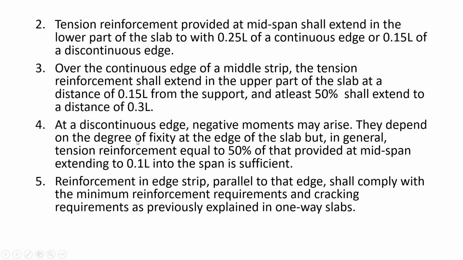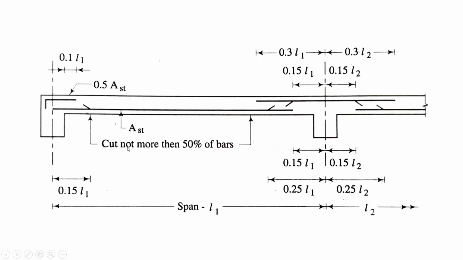The fourth rule says that at the discontinuous edge, negative bending moments may arise. They depend on the degree of fixity at the edge of the slab, but in general, the tension reinforcement equal to 50% of that provided at the midspan shall extend to a distance of 0.1 L into the span. So we know that at the discontinuous end there is no negative bending moment, but there are chances of developing negative bending moment. To take care of that, we should provide 50% of the reinforcement of what we have provided in the midspan. So let's say in the midspan I have provided 1000 mm square, then at the discontinuous edge I will provide at least 500 mm square.